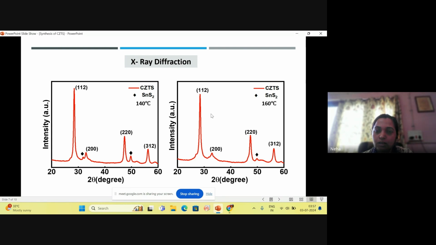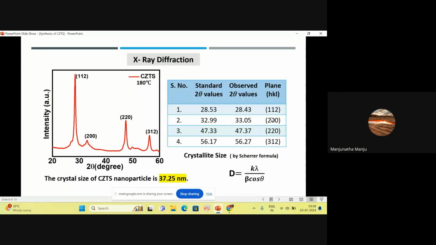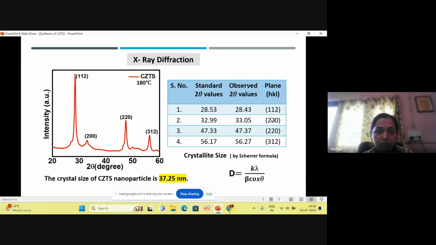When we increase the temperature a little bit, to 160 degrees Celsius, then one peak of SnS2 is resolved. Again, when we increase the temperature, we synthesize pure single phase CZTS.